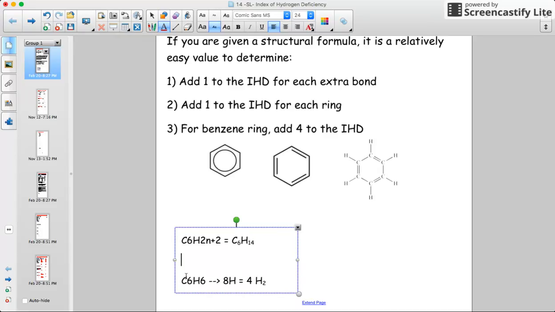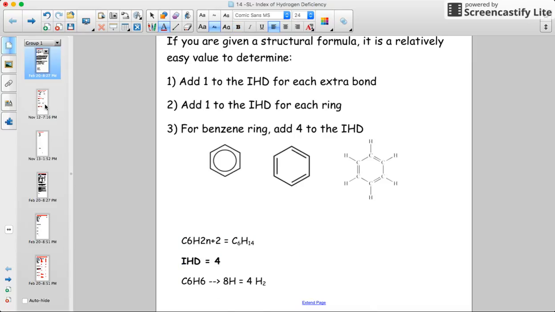So you have 6 carbons, but you only have 6 hydrogens. You need 8 more hydrogens to equal the fully saturated, non-cyclic alkane here. And that's equivalent to 4 H2 molecules. So we would say the IHD value is equal to 4. That would be the answer to that question.